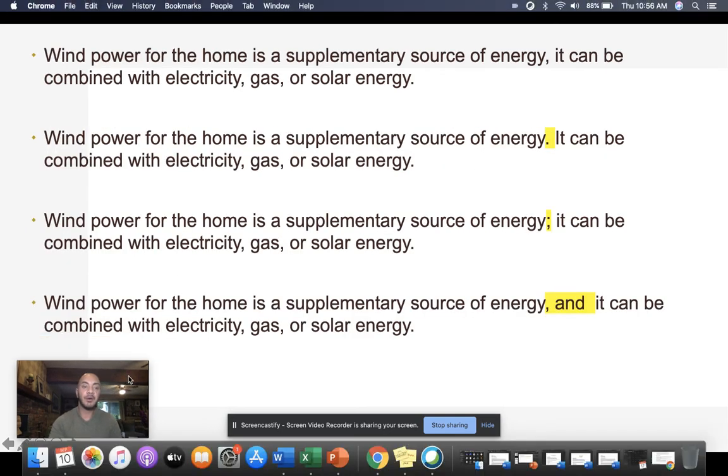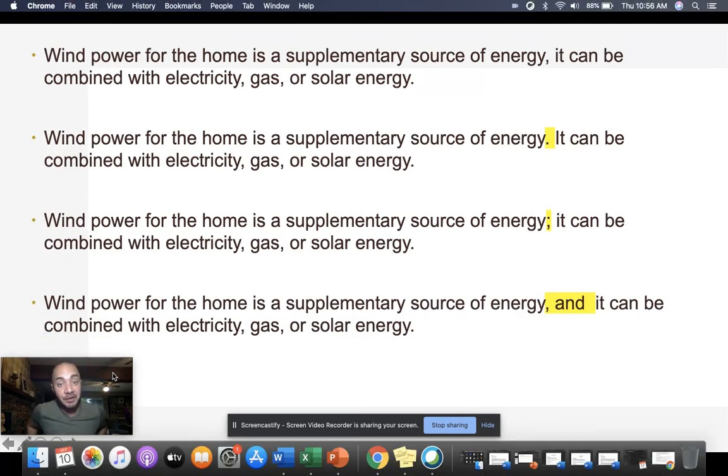Okay, so let's go over the first example. There's a number of ways that you can rewrite this sentence correctly. So we'll take a look at the first one. We have: Wind power for the home is a supplementary source of energy. It can be combined with electricity, gas, or solar energy. This is a comma splice. This is a run-on sentence, a comma splice.